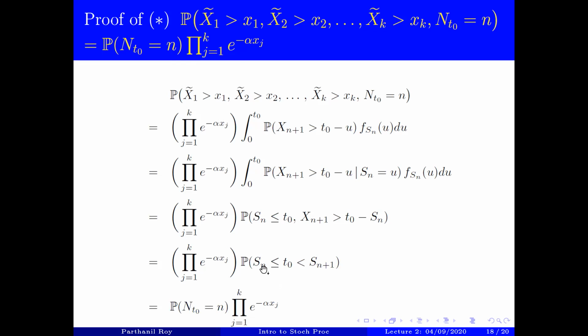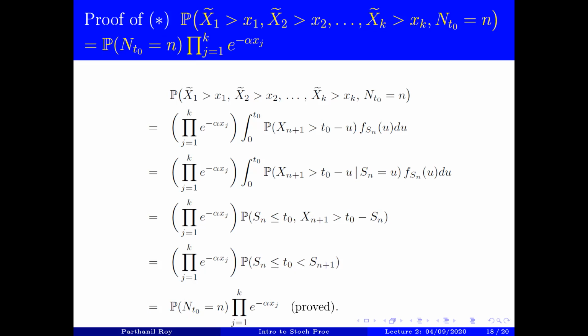Now observe that Sn less than or equal to T naught, which is strictly less than Sn plus 1, is the same as saying the nth arrival comes on or before time T naught, and the n plus 1th arrival comes after time T naught. So therefore, this just means that the number of arrivals up to time T naught is precisely equal to n. So that's exactly N of T naught equal to n. So we have actually achieved what we have to achieve. Okay? So this proves star. So star is proved.